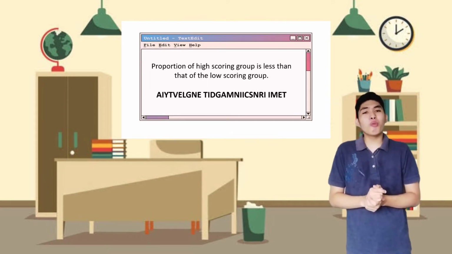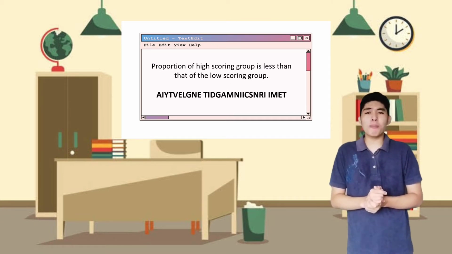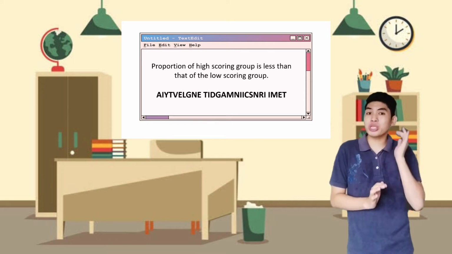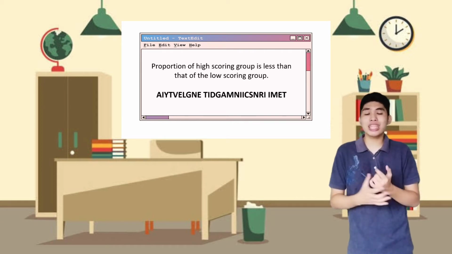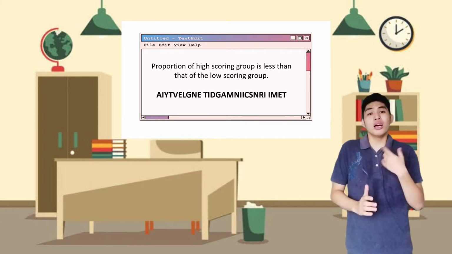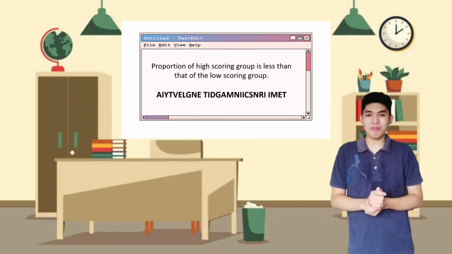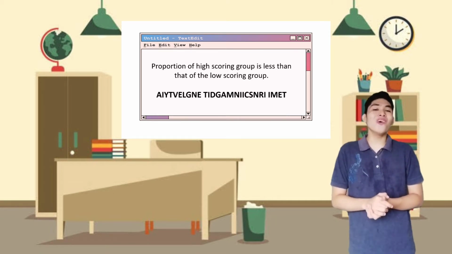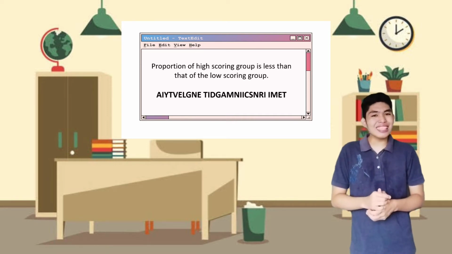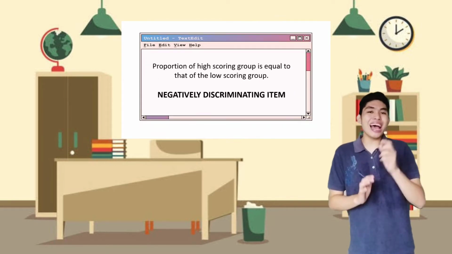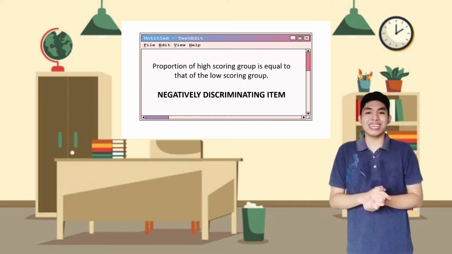Number 2. Proportion of high scoring group is less than that of the low scoring group. What do you think is the appropriate answer for this statement? Remember to just click the raise hand button if you want to answer in class. Yes, student B. What do you think is the appropriate answer? Oh, let's see if student B got the correct answer. That's right! Student B got the correct answer. The answer is negatively discriminating item.